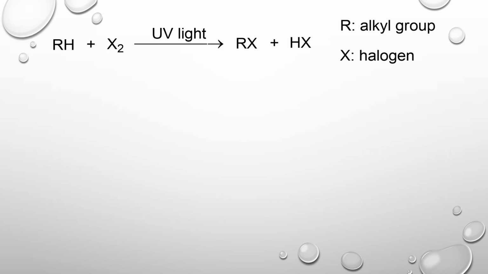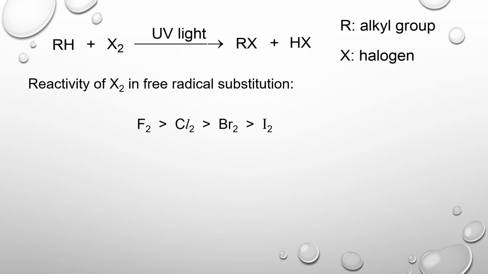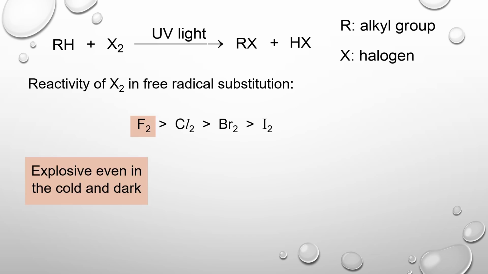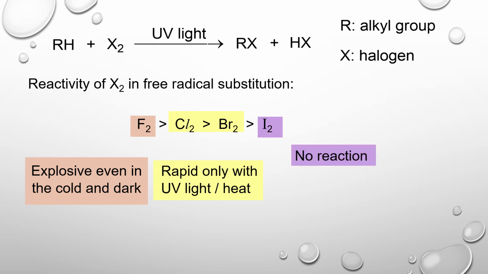The reactivity of the halogen will also affect this. Let's say I have my F2, Cl2, Br2 and I2. We all know that F2 is very explosive, even in the dark or in the cold. And then for my Cl2 and my Br2, the reaction will happen in the presence of UV light or heat. And with I2, there will be no reaction.